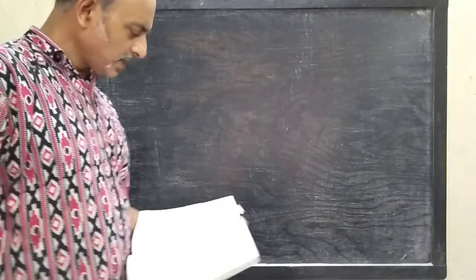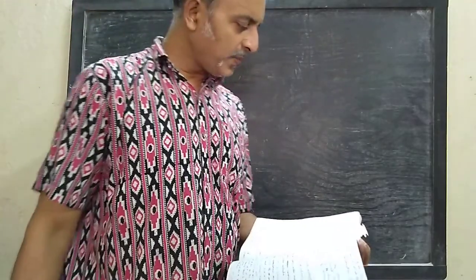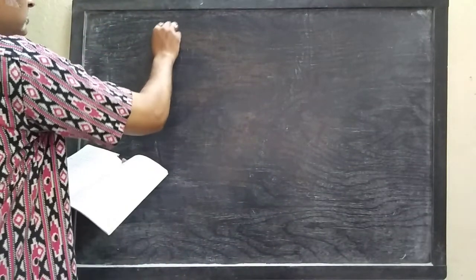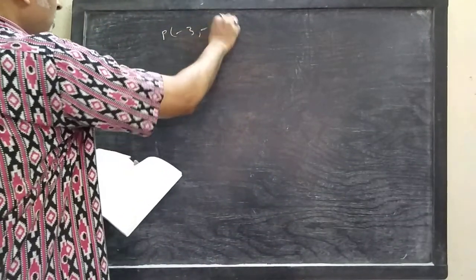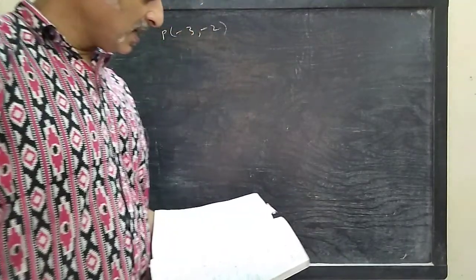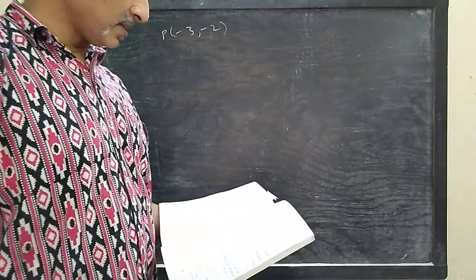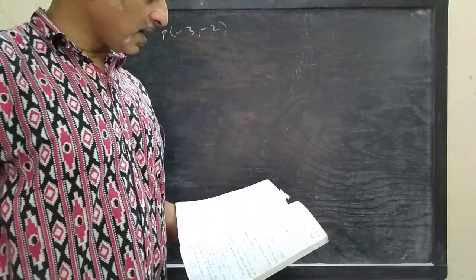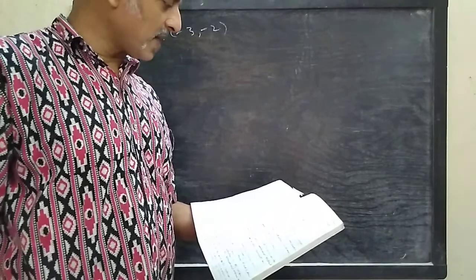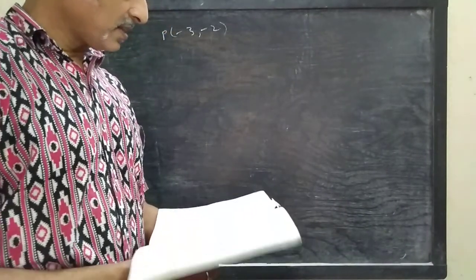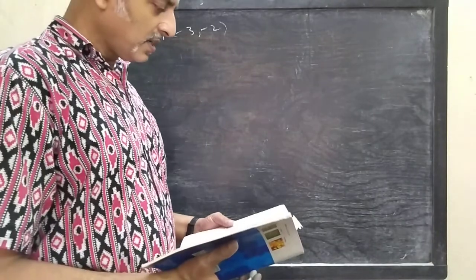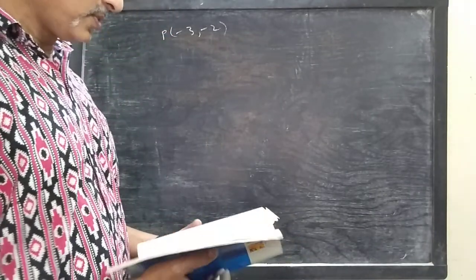The question is like this: the point P having coordinates minus 3 comma minus 2, on reflection in x-axis, is mapped on P dash. Then P dash on reflection in the origin is mapped on P double dash. Find the coordinates of P dash and P double dash. Write down a single transformation that maps P onto P double dash.